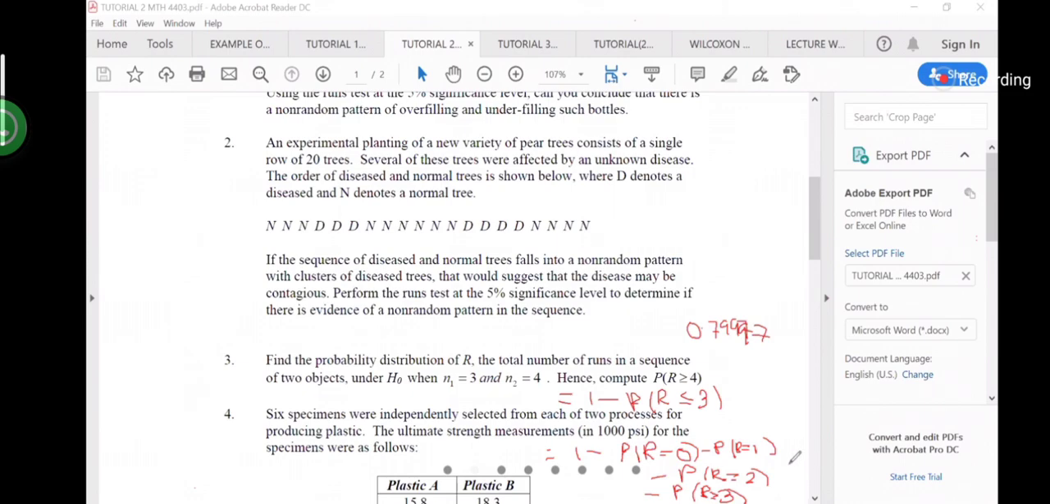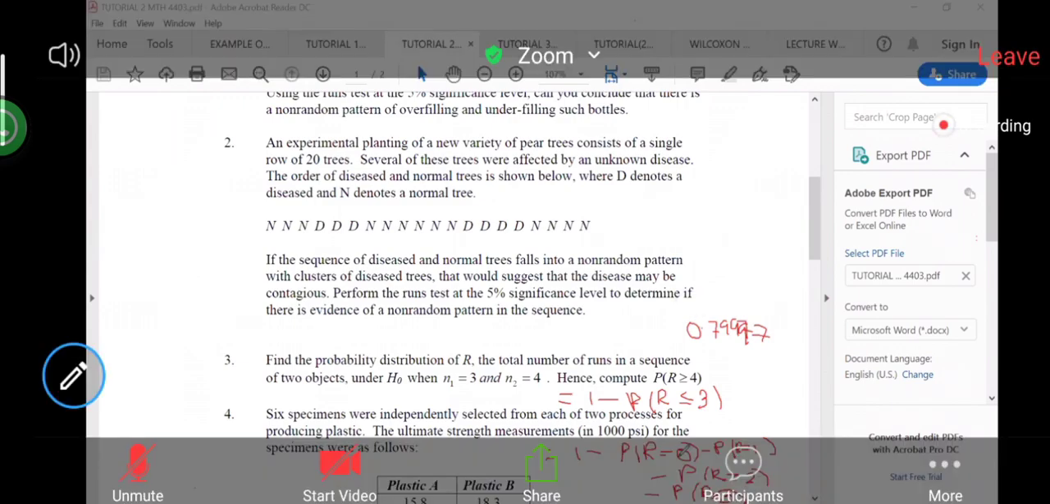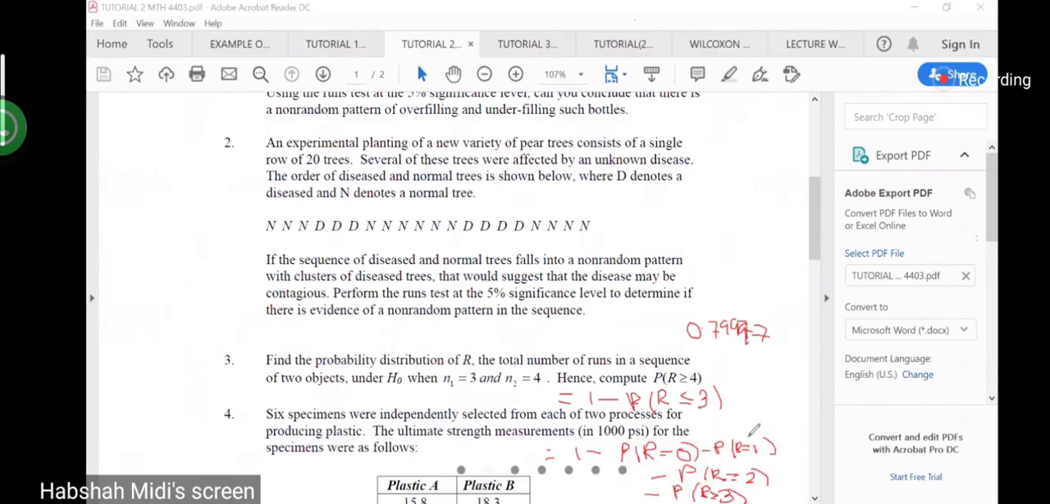Okay. Now look at the probability R equal to 0. Is it possible to have R equal to 0? Not possible, right? The first run should have 1. The smallest one is 1, right? So R equal to 1. With R equal to 1, what is the value?